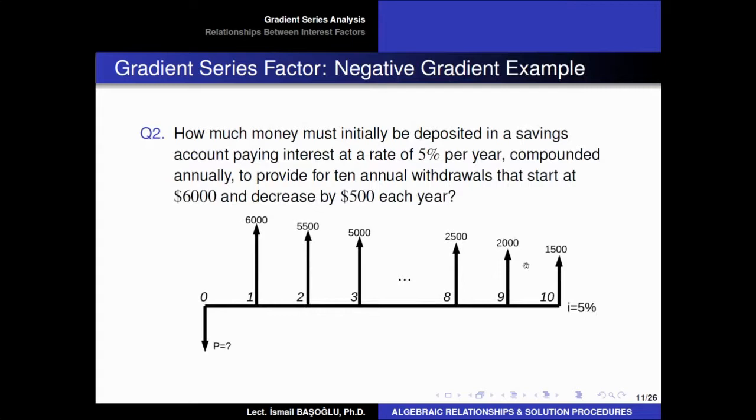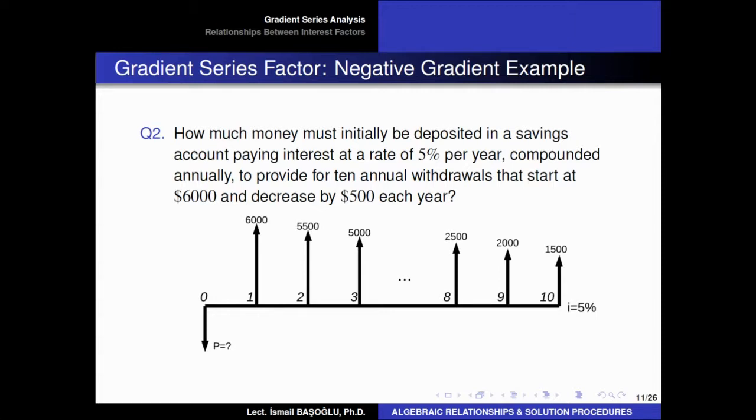Now we will have another question, the second question here. Again, we will observe a gradient series, but this time this gradient series is a little different. It says, how much money must initially be deposited in a savings account, paying interest at a rate of 5% per year, compounded annually, to provide for 10 annual withdrawals that start at $6,000 and decrease by $500 each year. So this time, again, the principal amount is being asked, but this time the withdrawal plan is going to start with a base amount of $6,000. Instead of observing an increase, we observe a decrease of $500 this time.